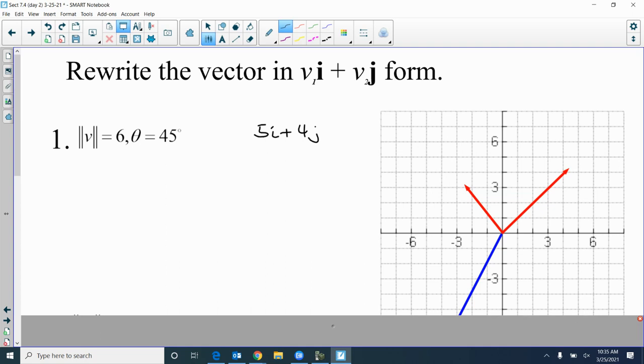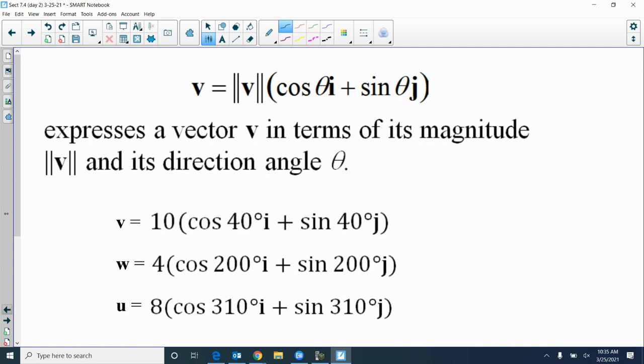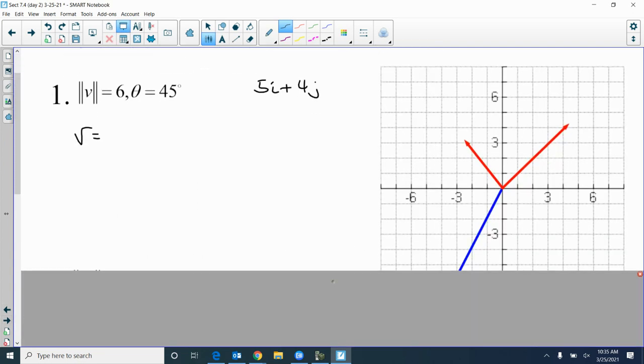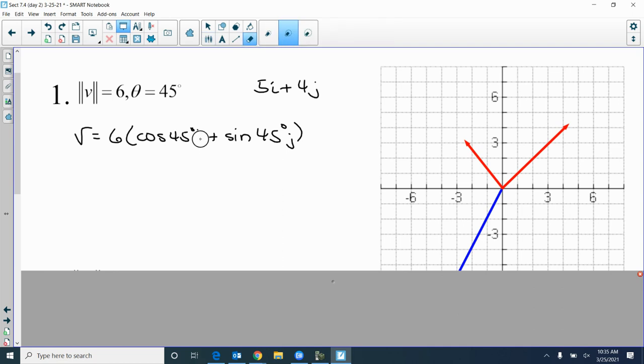Well, we just said we can take this vector and write it in terms of cosine I plus sine J. So vector V is going to be 6 times cosine of 45 degrees I plus sine of 45 degrees J.